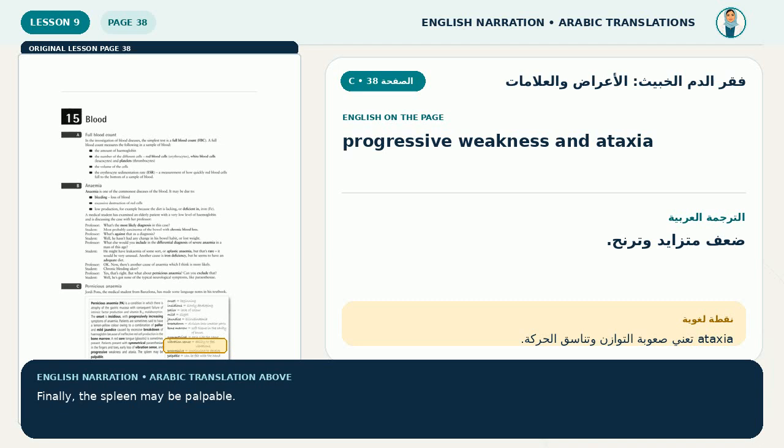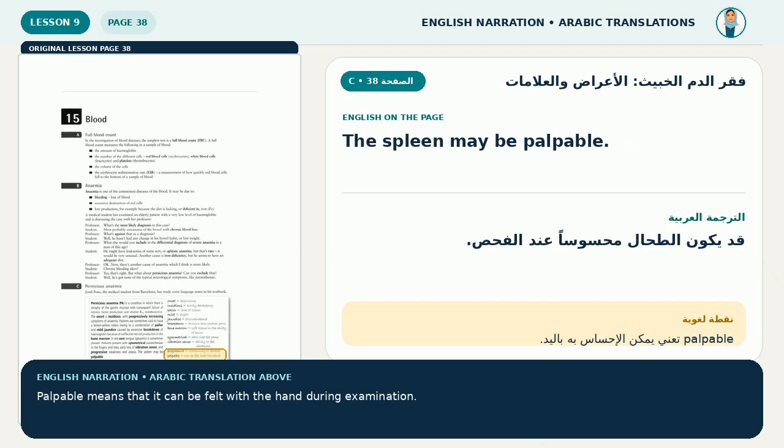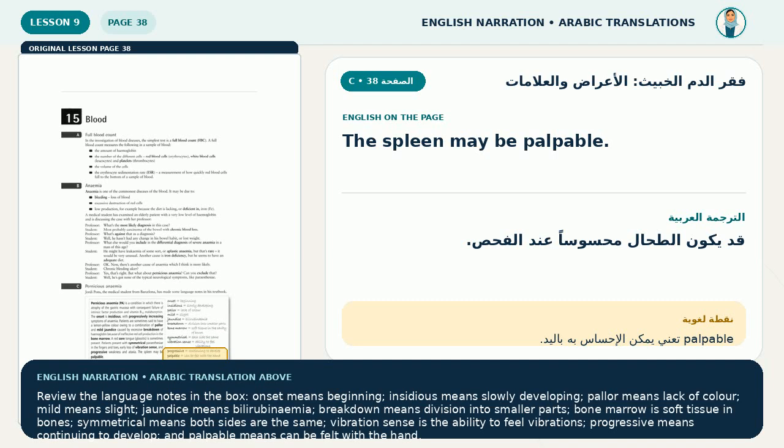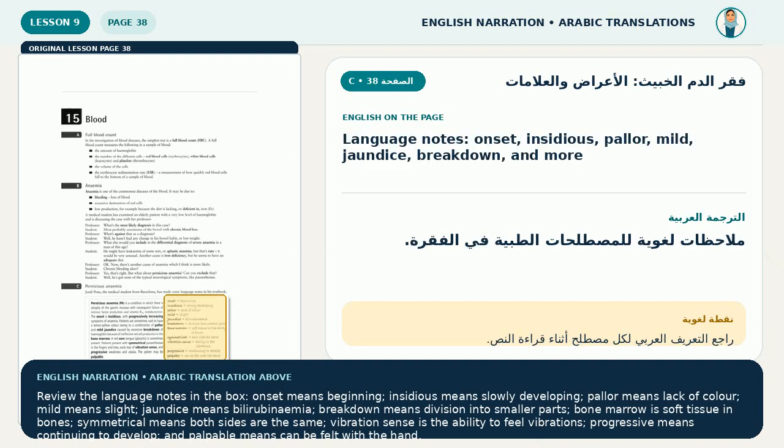Finally, the spleen may be palpable. Palpable means that it can be felt with the hand during examination. Review the language notes in the box. Onset means beginning. Insidious means slowly developing. Pallor means lack of color. Mild means slight. Jaundice means bilirubinemia.